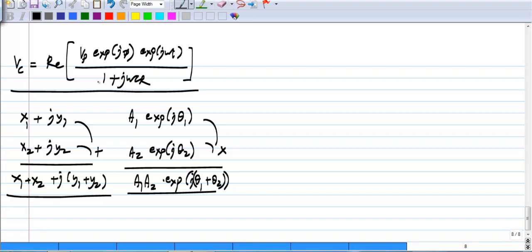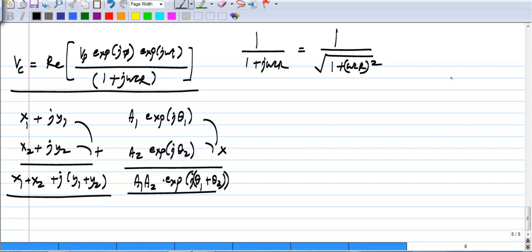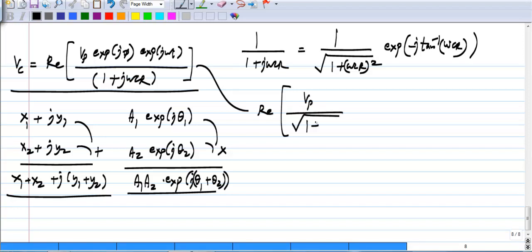So I have this part in rectangular form. I know that 1 by 1 plus j omega CR has an amplitude which is 1 over square root of 1 plus omega CR squared, and a phase which is, because this is in the denominator, minus j times tan inverse omega CR. So if I use that in here, all the amplitudes of the different complex numbers get multiplied together and all the phases get added together. So this turns out to be the real part of Vp by square root of 1 plus omega CR squared exponential j omega t plus phi minus tan inverse omega CR.